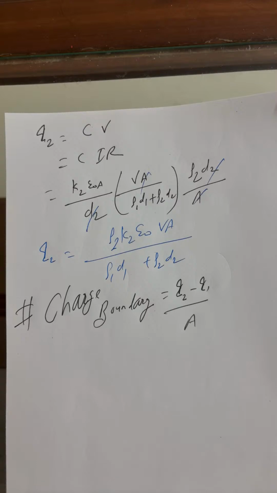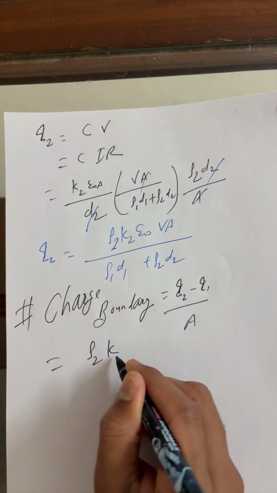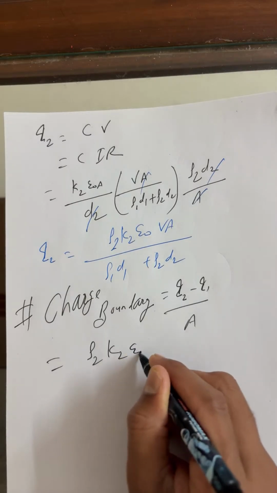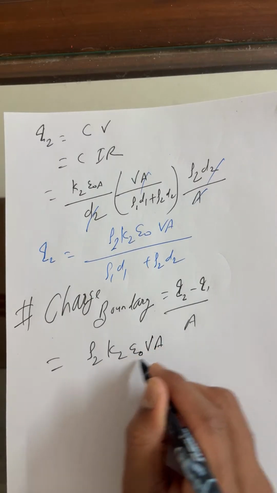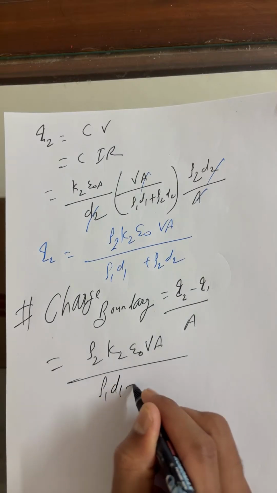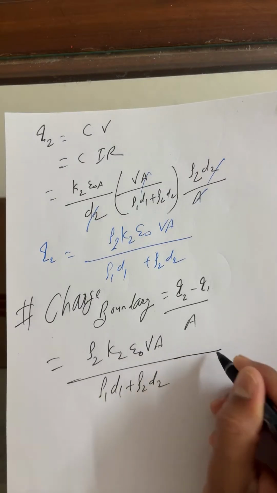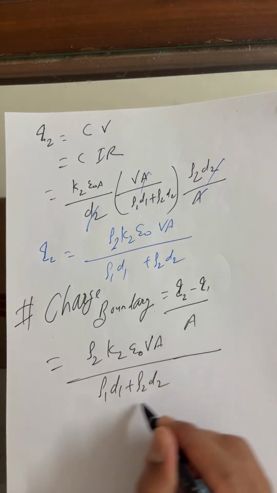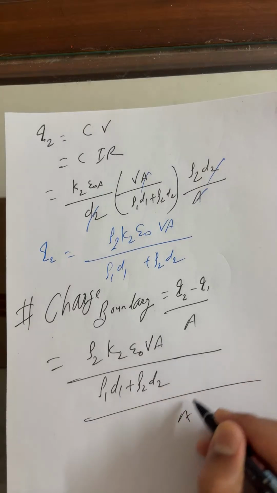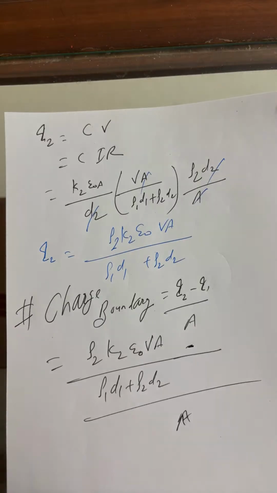Q2 minus Q1 upon A beta. So Q2 here, just now we found, is rho 2 K2 epsilon naught V into A upon beta G rho 1 D1 plus rho 2 G2 Q1 here. Then beta, you can say A Q1 minus Q2 upon beta. What's the Q2 here? Just now I found it over here.